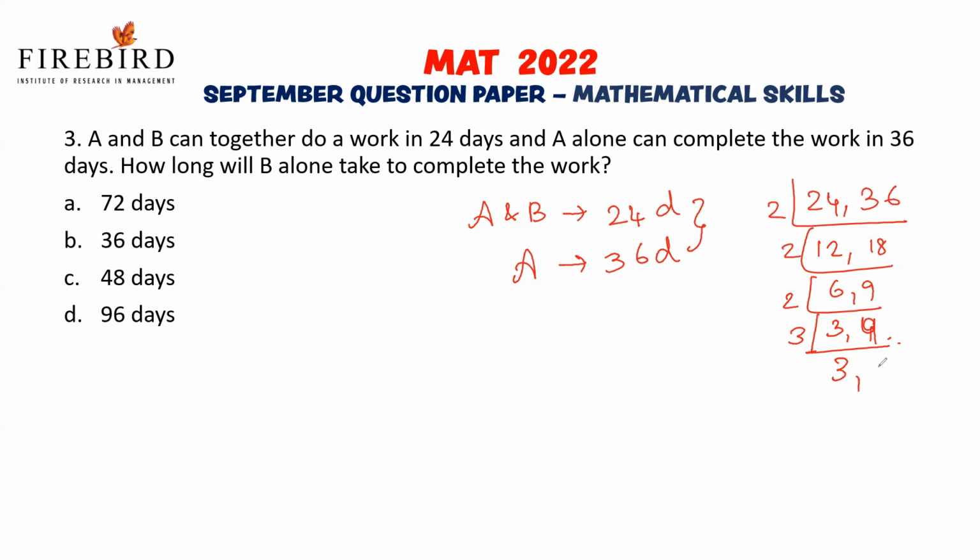Sorry, 2 and 9. And again, you can cancel in terms of 3 table. 3 ones are 3. Okay, so 2 twos are 4, 4 twos are 8, 8 threes are 24, 24 into 3, 72 is the LCM. Let us consider the total work is 72 work.